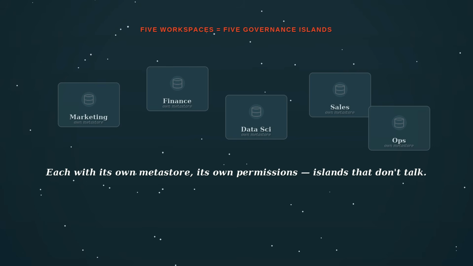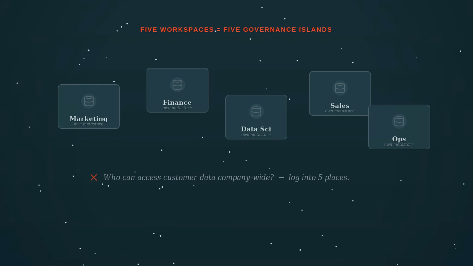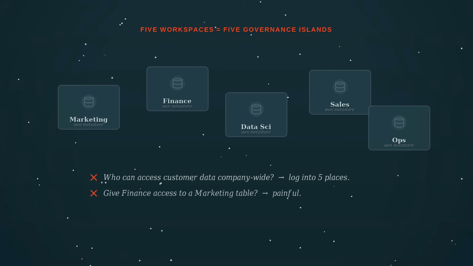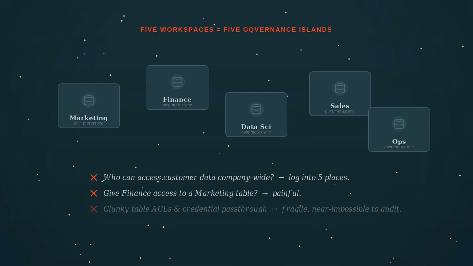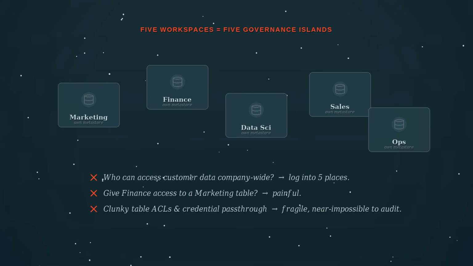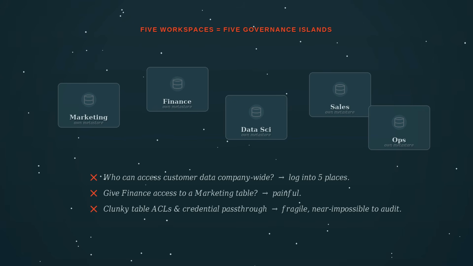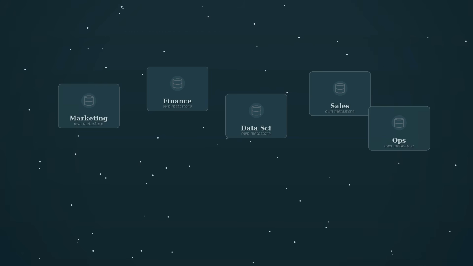So you want to know who across the whole company can access customer data? You would have to log into 5 different workspaces and check 5 different places. Want to give the finance team access to a marketing table? Painful. And access control was legacy or clunky table ACLs and credential passthrough stitched into cluster config. Fragile, easy to misconfigure, and nearly impossible to audit centrally.